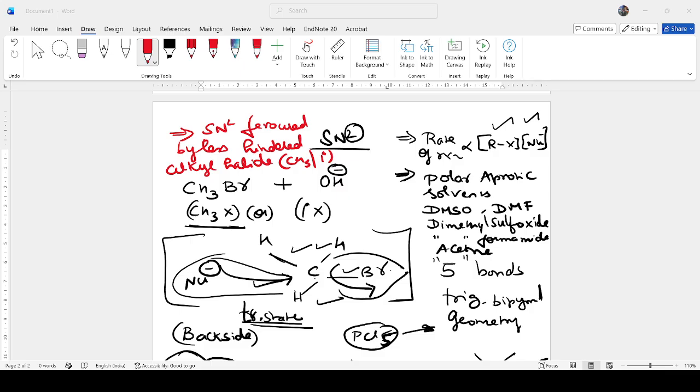Ma'am, but can this one also react with the protic solvents or only aprotic? Only aprotic there. If you want the SN2 reaction to happen, then polar aprotic only will work. Because when you use a polar protic solvent, that will lead to the formation of this ionic carbon, that means carbocation.